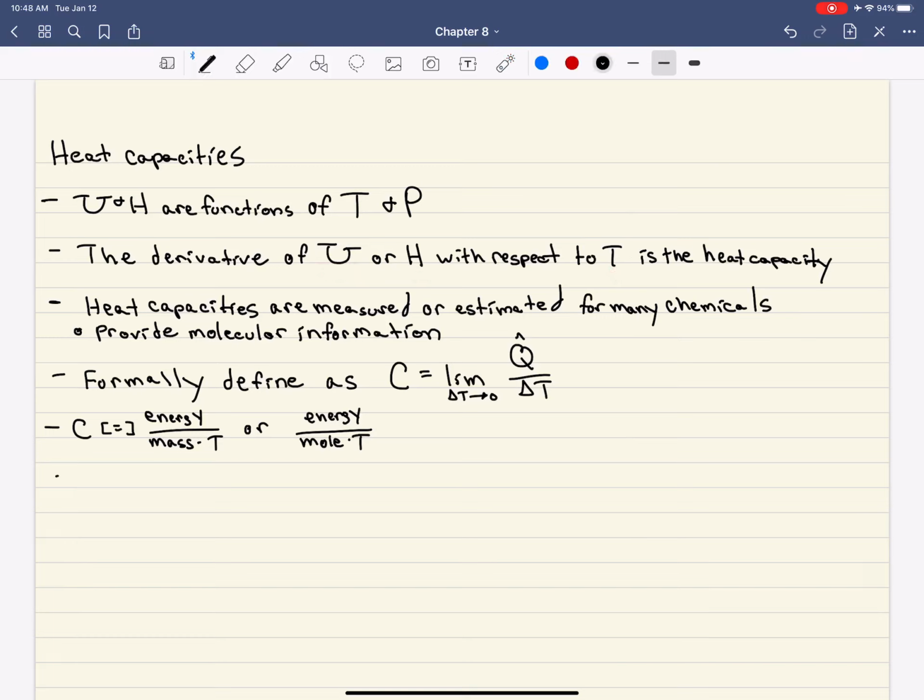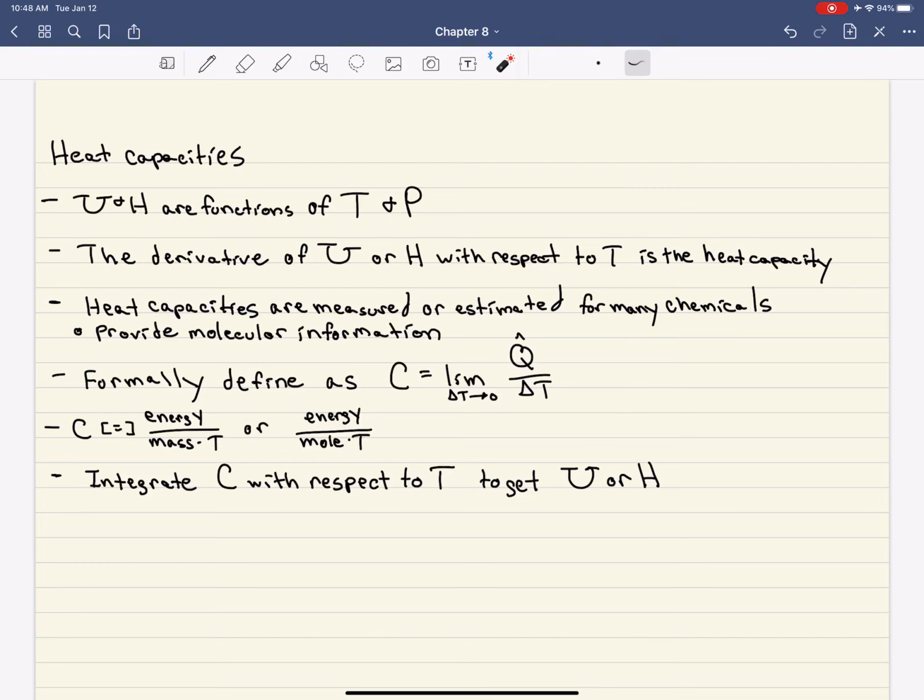And so what that means is if you integrate C with respect to T, you'll get back your internal energy or your enthalpy. Alright? And so that's ultimately why knowing the heat capacity is very useful for our energy balances. Because if we just have heat capacity information, some sort of theoretical model that we could use for the heat capacity, that will allow us to calculate internal energy and enthalpy.